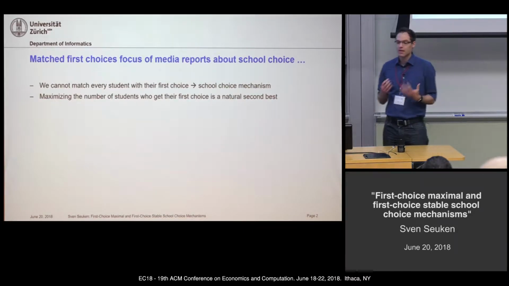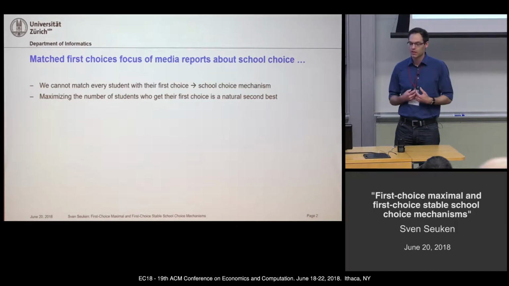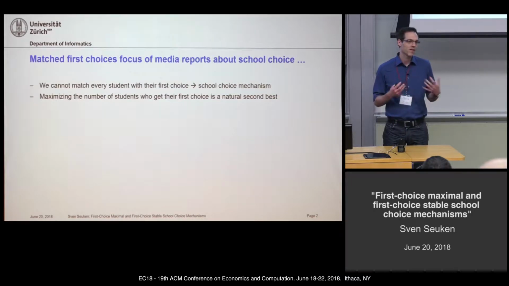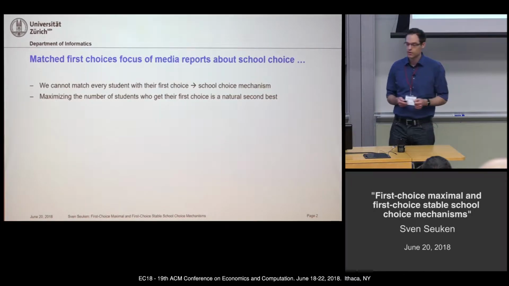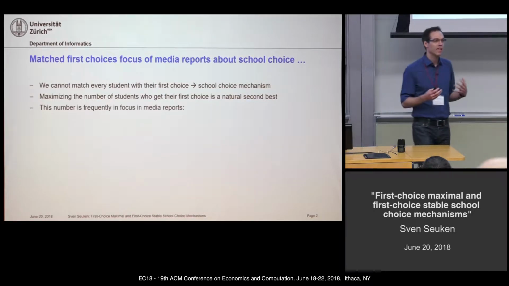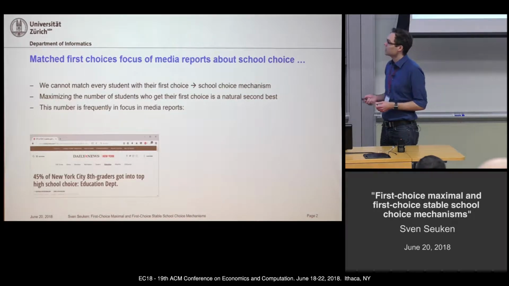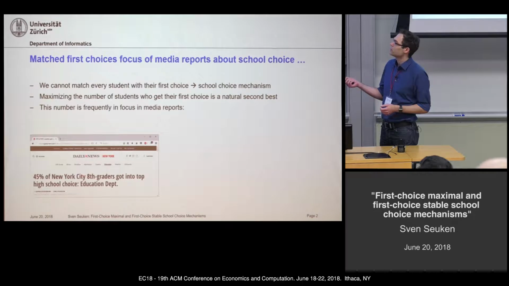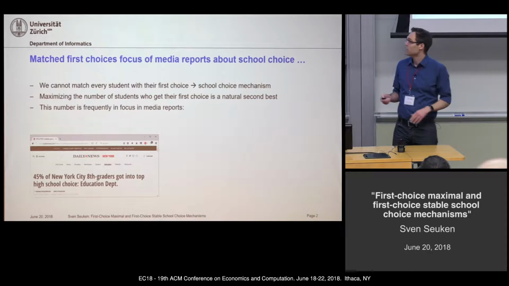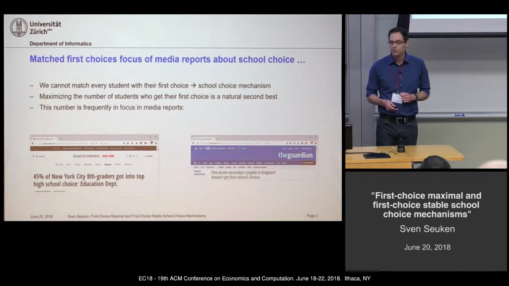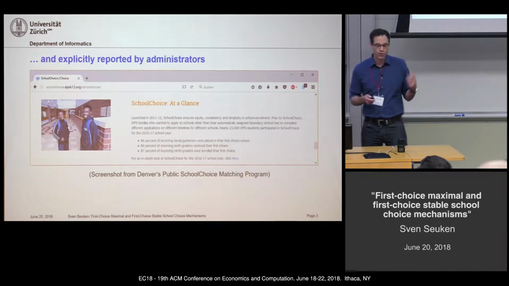Maximizing the number of students who get their first choice seems like an intuitive desideratum and a natural second best to everybody getting their first choice. And this number, how many students actually get their first choice, is often reported in the media. For example, here we have an article that says 45% of New York City 8th graders get into the top high school of their choice. Or here, on the negative side, in England, 1 in 6 secondary pupils don't get into their first school. So this motivates this focus on first choices.